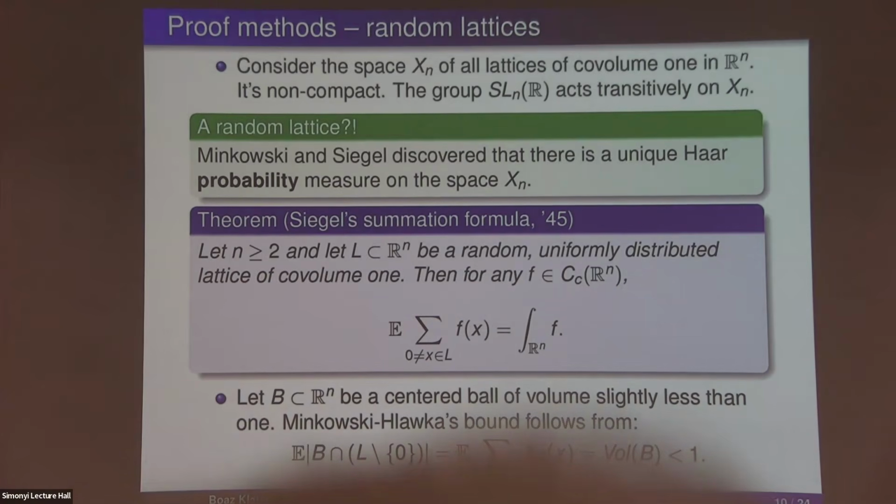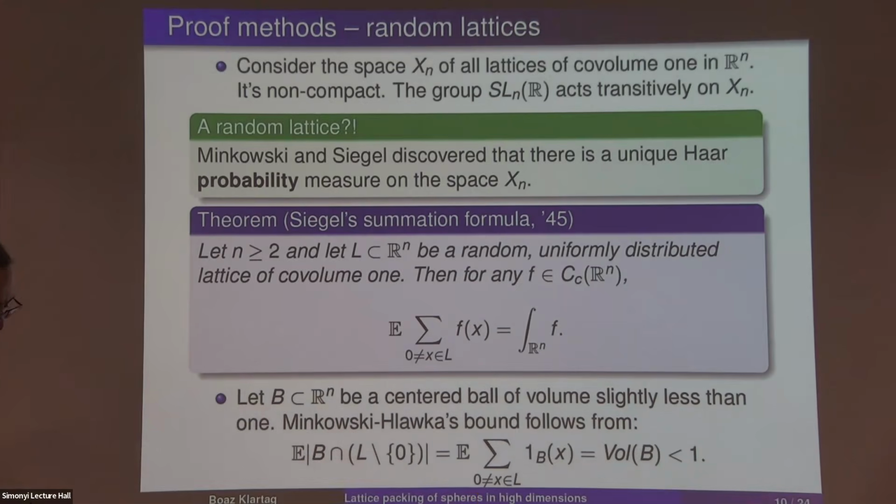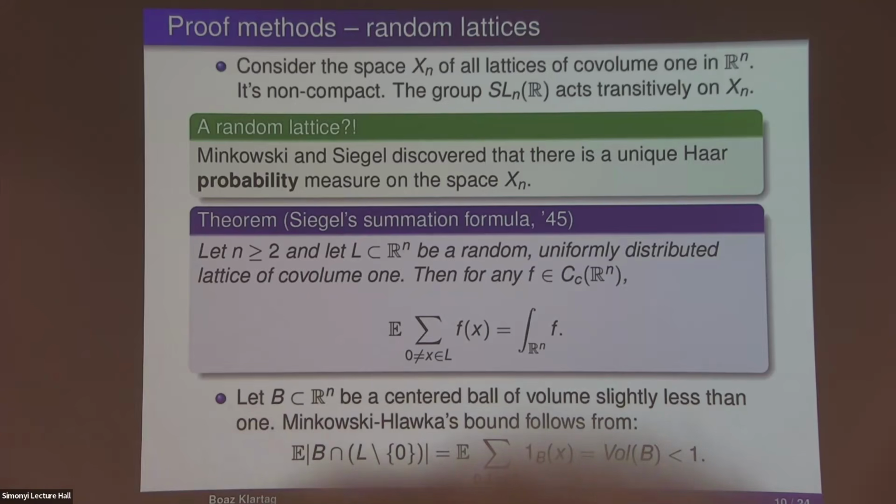So when you have a space with a transitive group action, it has a Haar measure. You know there is a certain measure on this space which is invariant under the group action. But it's not entirely clear, at least a priori, whether it's going to be an infinite or finite measure. The space is non-compact, so it's not clear at all. But Minkowski was able to compute the volume. Minkowski and Siegel also, I hope it's true.